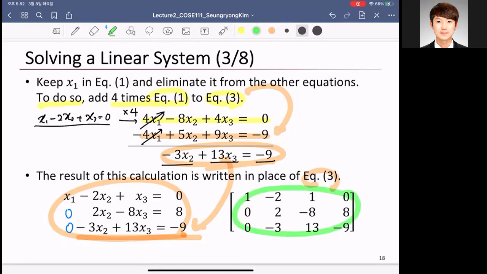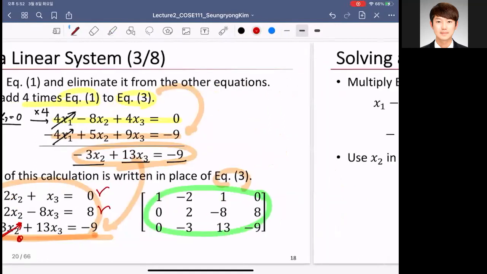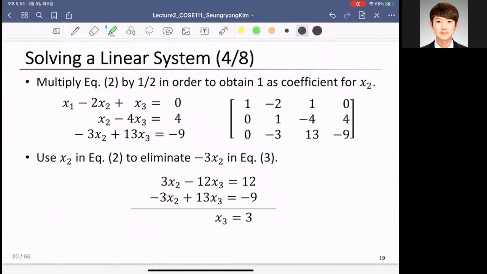In the next step, we want to eliminate this one by using row 1, the first equation, or the second equation. We want to eliminate this term, -3x2, right? How can you do that? Multiply equation 2 by 1/2 in order to obtain 1 as the coefficient for x2.